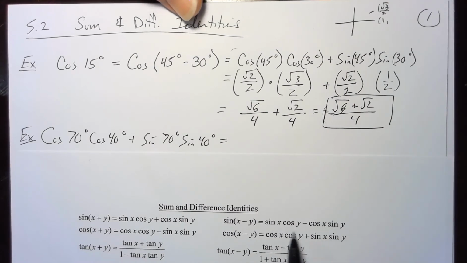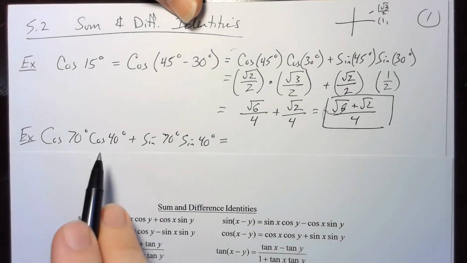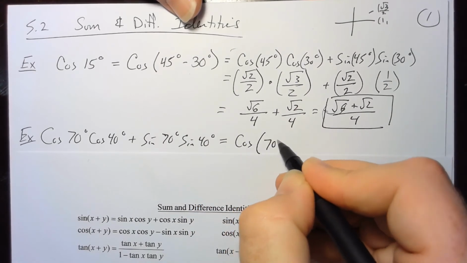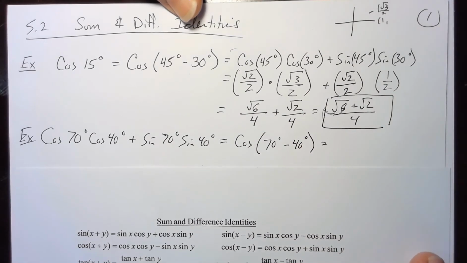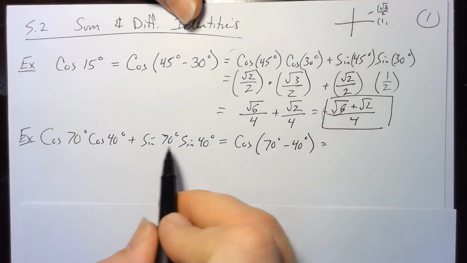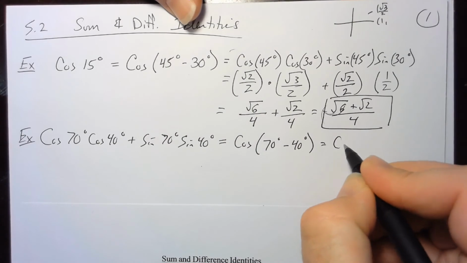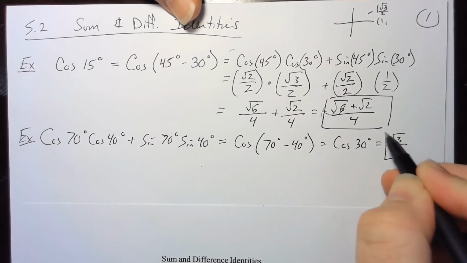With the identity selected, I'm going to try and figure out what x and y are. It looks like x is supposed to be 70 because that comes first, and my y is supposed to be 40 because that comes second. So in this case, I'm going to have the cosine of 70 degrees minus 40 degrees, which is equal to, now I can simplify the inside of a trig function. Once this identity is recognized, I can smash this together to be this, then this right here is the cosine of 30 degrees. And we know the cosine of 30 degrees to be radical 3 over 2.